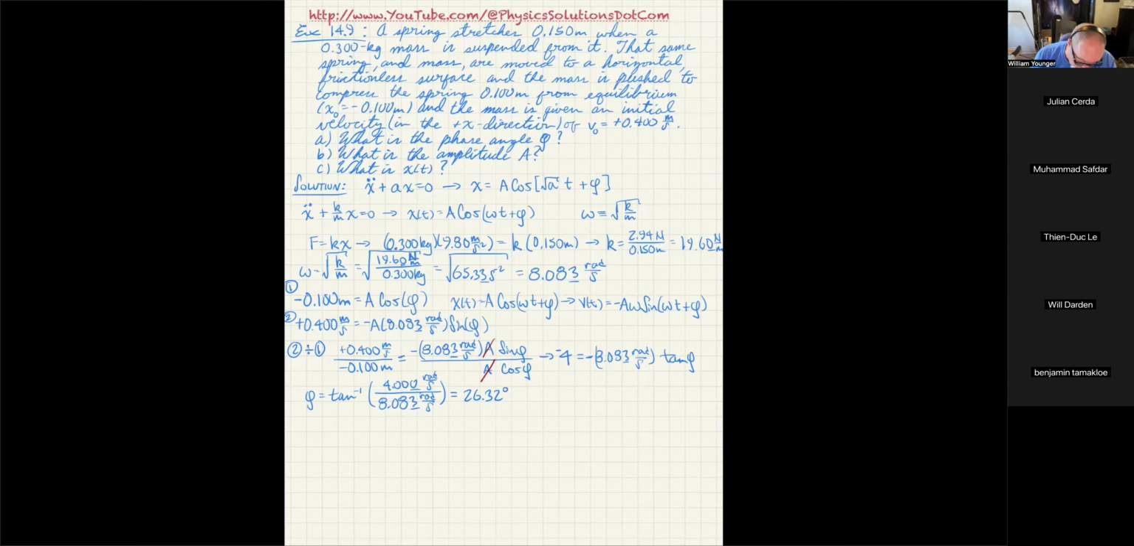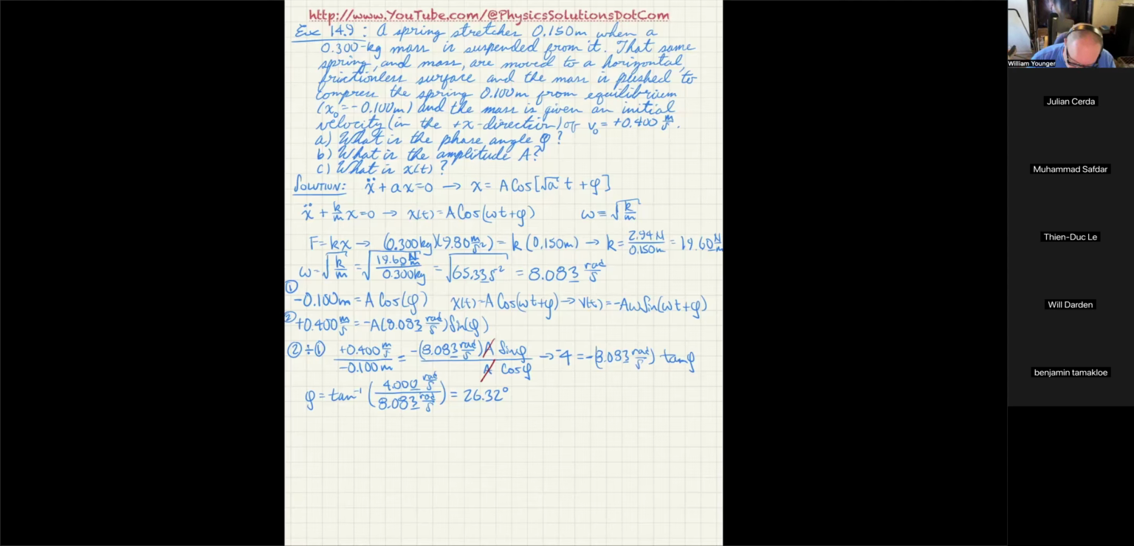Or you could look back and realize that in equation 1, the cosine of phi had to be negative because A is automatically positive, and you had to notice that the sine of phi had to be negative as well, because there's no way to get a positive 4 on the left with that negative sign there. So sine and cosine are both negative. That again implies that we're at least in the second, or excuse me, the third quadrant.